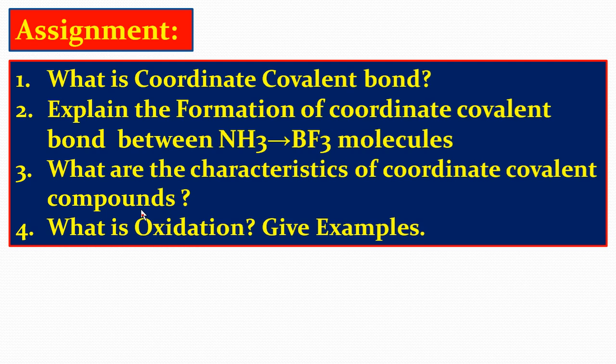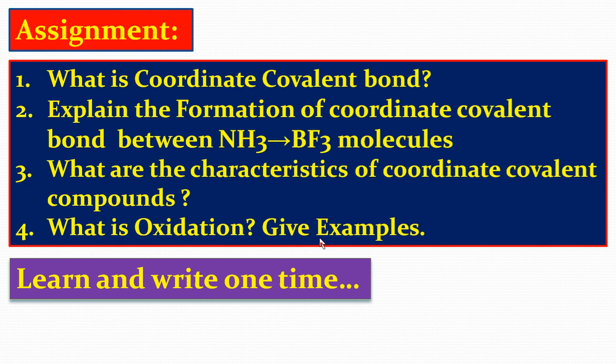Now come to the assignment. What is coordinate covalent bond? The second one, explain the formation of coordinate covalent bond between NH3 and BF3 molecules. The third one, what are the characteristics of coordinate covalent compounds? The fourth one, what is oxidation? Give examples. These questions you have to learn and write one time.